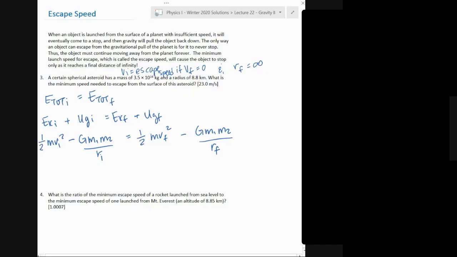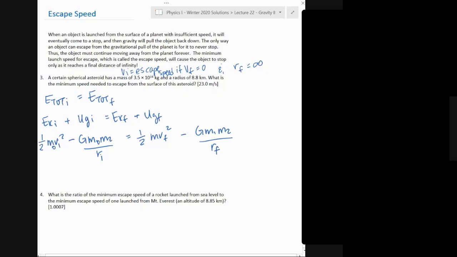Remember, every time we've done this, we've been canceling out the mass of the object. So this is saying, what is the minimum speed that the object, any object, whether it's a rocket or a person or a ball, what is the minimum speed that that object needs to escape from the surface of the asteroid? So we're talking about the object. So this mass is the mass of the object. I'll just put an O for object. And so then we have the mass of an object.